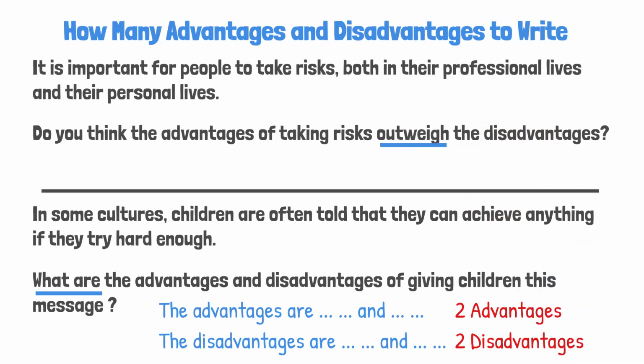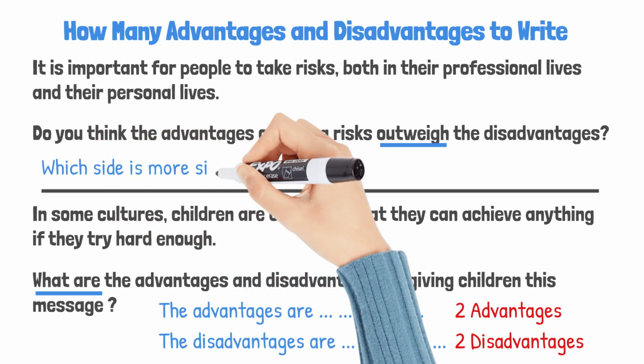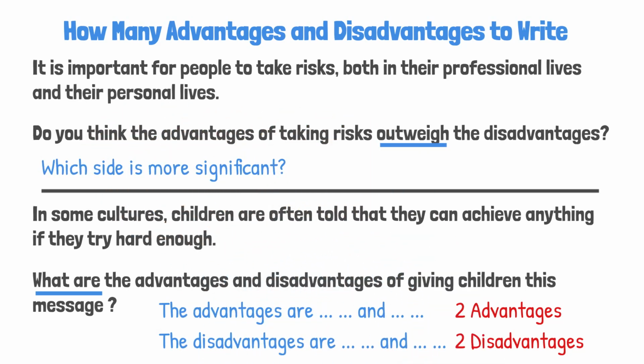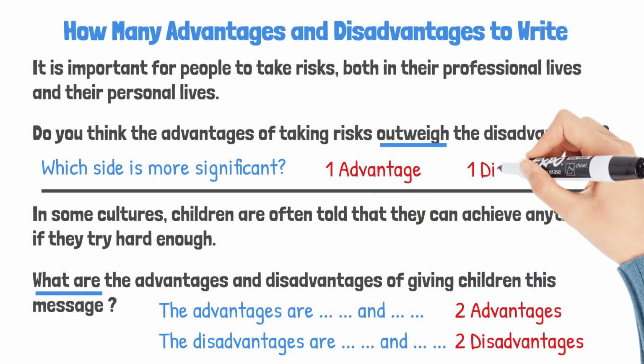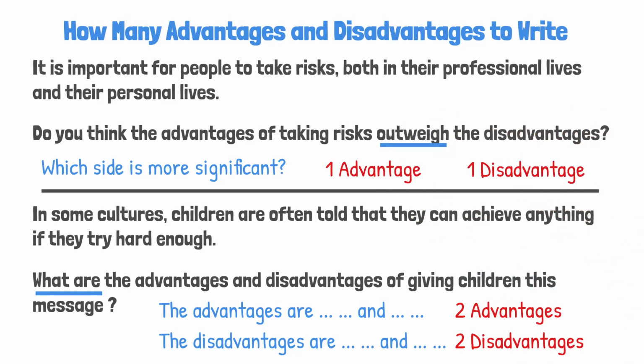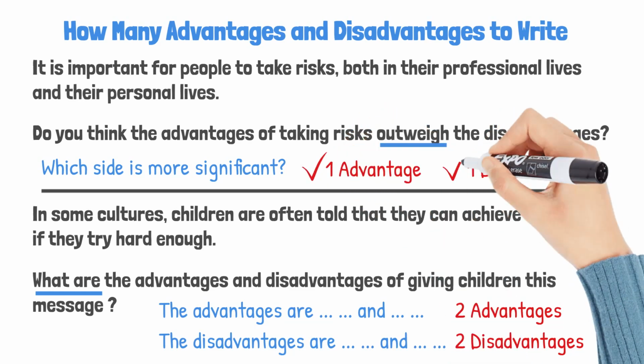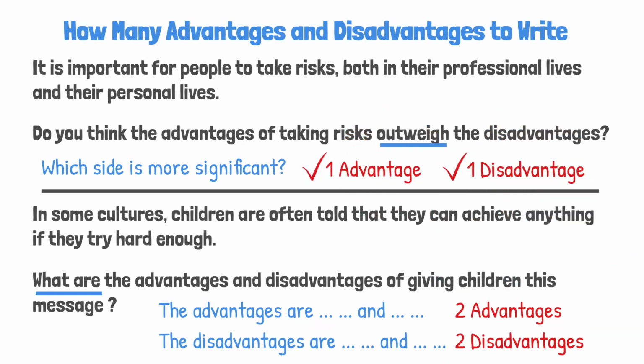However, outweigh is different. As I already explained, if they use outweigh, that means they are asking which side is more significant, not which side has a greater number. So it's 100% correct to write only one advantage and only one disadvantage. And when you can write only one, definitely go with this approach, because it allows you to fully develop your idea and meanwhile not to write too many words. Now let's start writing the essay.